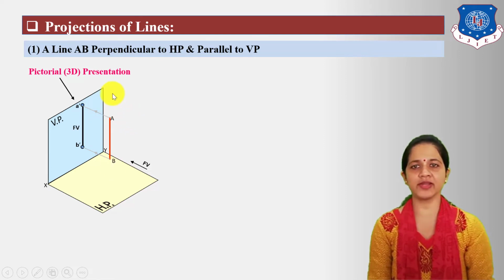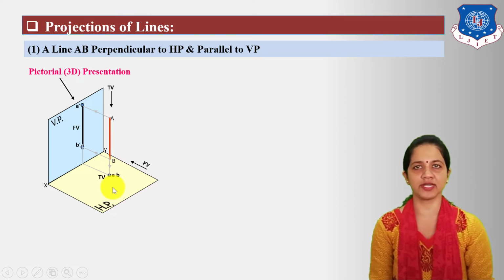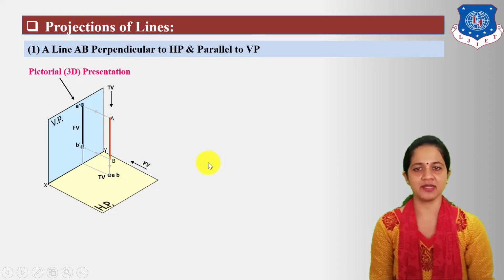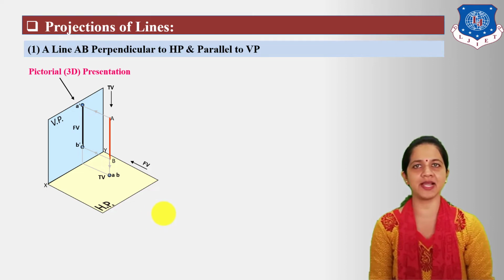Next, when we take projection of this given line from top direction, we get its top view on horizontal plane as a point, because line AB is perpendicular to horizontal plane. Now for orthographic presentation, we need to rotate horizontal plane in clockwise direction up to 90-degree angle. And that is our final answer of this given case.